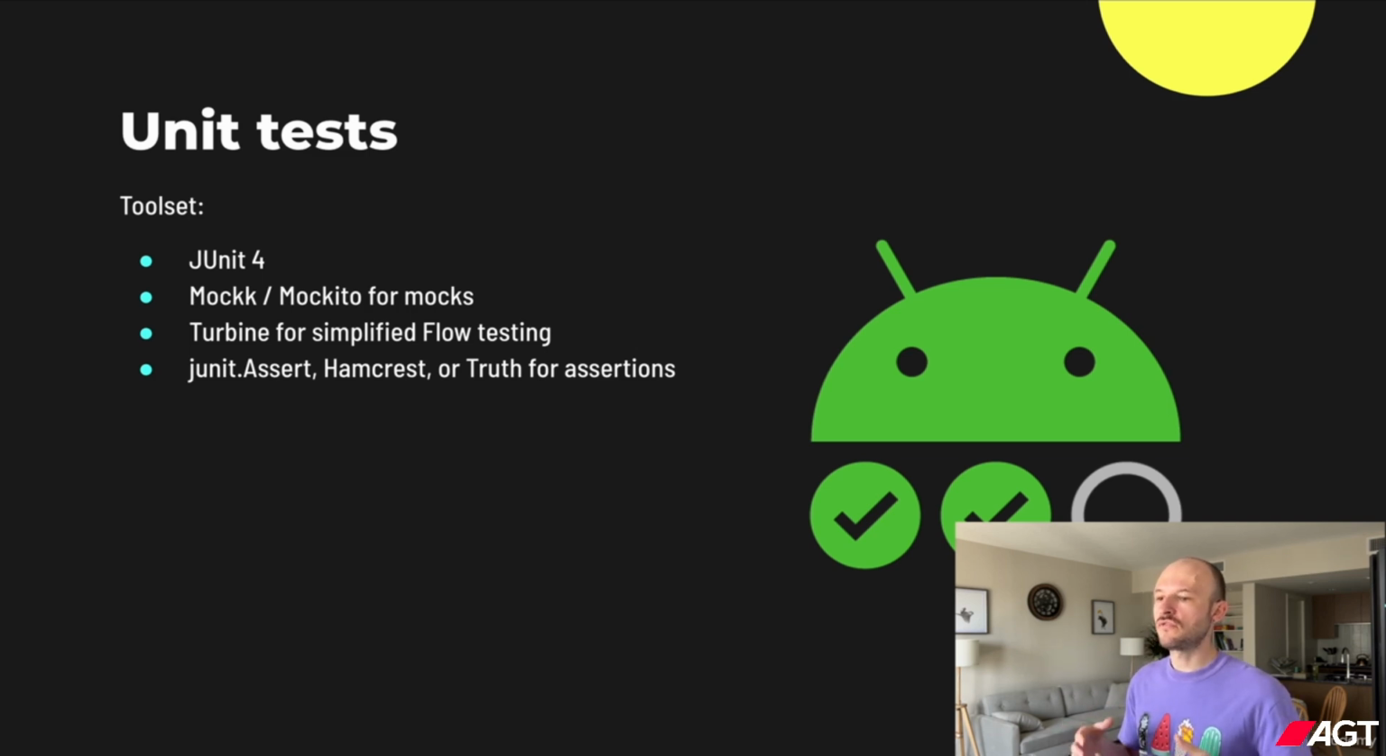The percentage of unit tests among all the tests may be from 70 to 100% on your project. The proposed toolset for unit tests is JUnit 4, MockK or Mockito for mocks, Turbine for simplified flow testing, JUnit Assert, Hamcrest or Truth for assertions. I prefer MockK over Mockito as it was written specifically for Kotlin and supports almost all possible use cases you may face. Turbine is optional, but quite desired to cover lazy data flows.